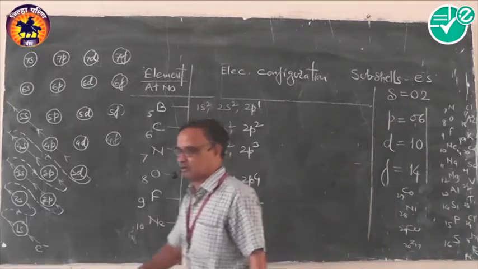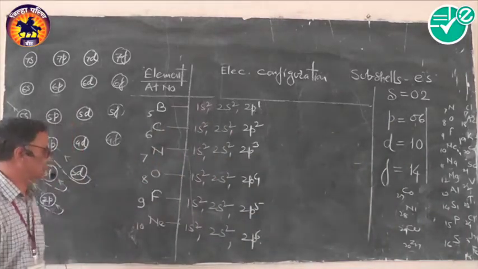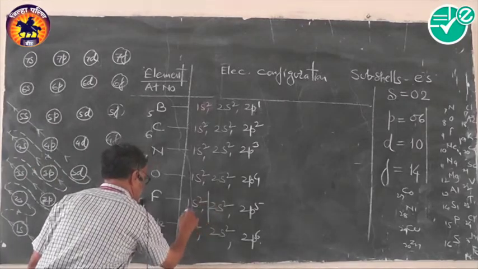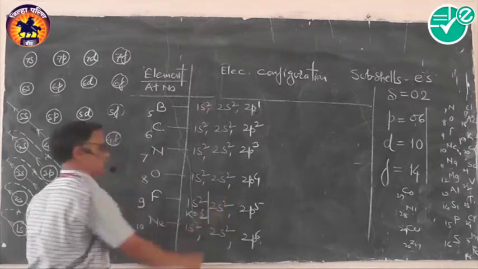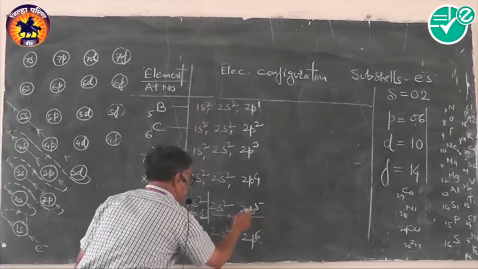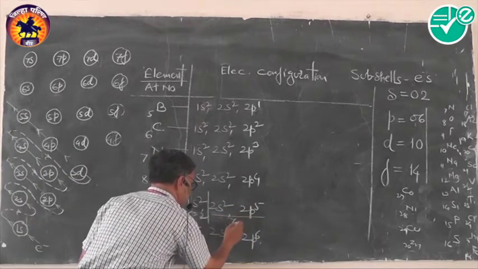Now check the electronic configuration of fluorine. Is it 100% correct? Because 1s2 means the K shell has 2 electrons, and the second main energy level contains 5 plus 2, that is 7.